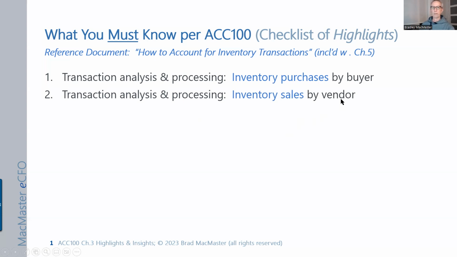The second type of transaction that you need to be able to analyze and process are sales by the vendor. In this case, the vendor can be the same merchandising company that was previously a buyer of goods. It's just now it is selling those goods. What distinguishes inventory sales from inventory purchases is that sales involve 2 transactions, each of which has 2 parts. The first transaction is the sale of goods to customers recognized at selling prices.